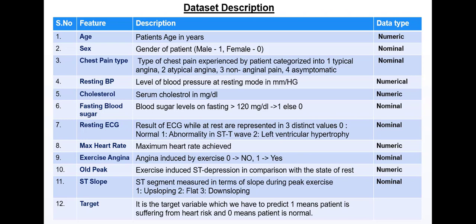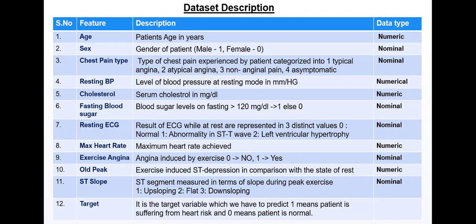Next comes the blood pressure. Resting blood pressure means this blood pressure is measured when the patient was resting. Okay, and this is measured in mm Hg, the standard value for its measurement. It is a numerical feature. Next comes the cholesterol. It is serum cholesterol in mg/dl, and it is also a numeric variable.